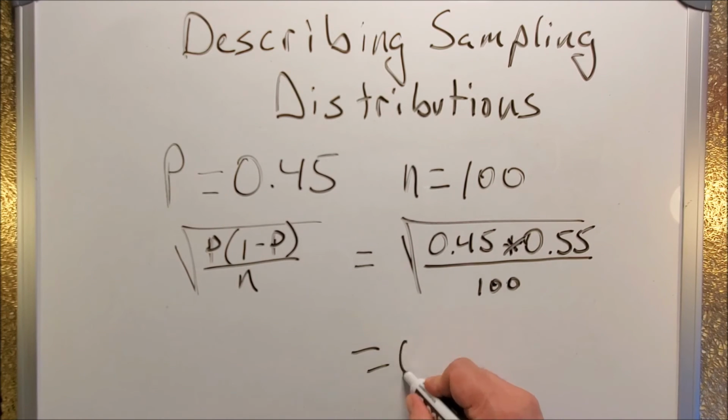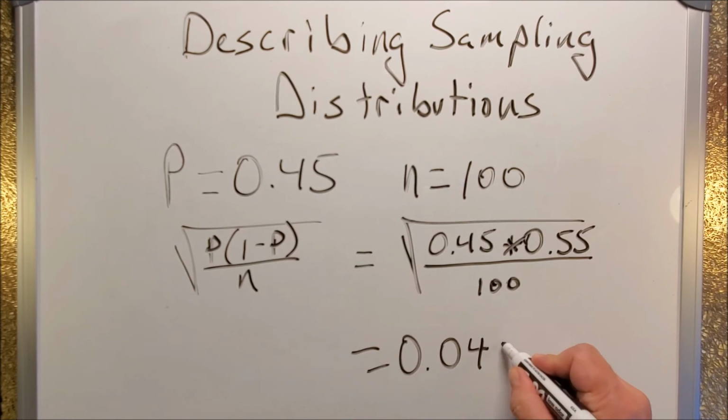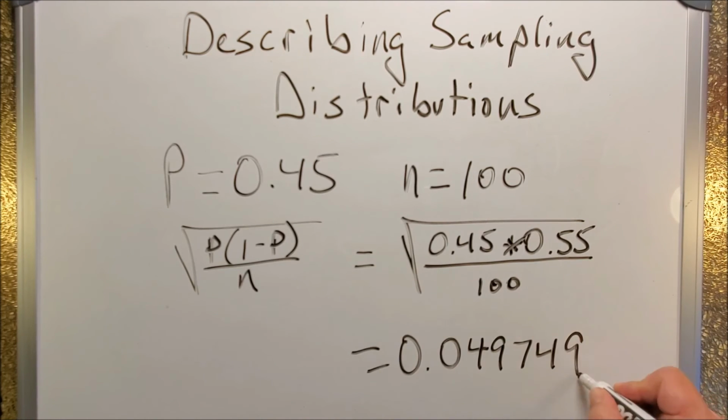I got, and I rounded quite a bit, 0.049749. It keeps going, but that's where I stopped. So that's 6 decimal places. Make sure you got the same thing.